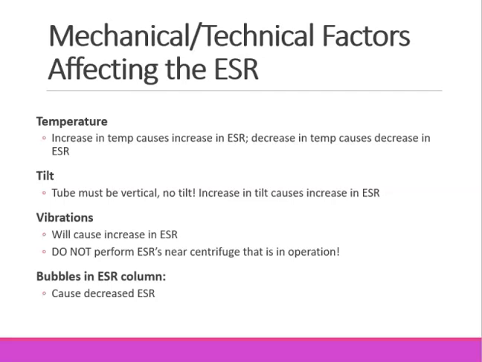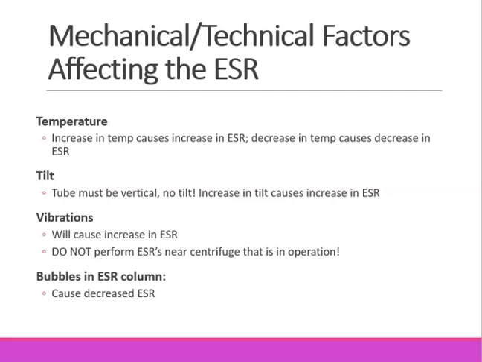What mechanical and technical factors can affect our ESR results? First off, temperature. We've already mentioned this. An increase in temperature causes an increase in our ESR. A decrease in temperature causes a decrease in our ESR. That's why we must bring our samples up to room temperature if we have refrigerated them. Tilting: if we tilt our tubes, it can cause false or increased readings. So tubes must be vertical with no tilt. Tilting, like I said, will increase the ESR result.